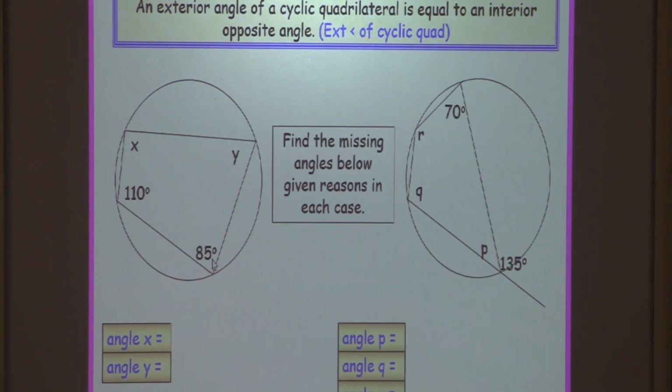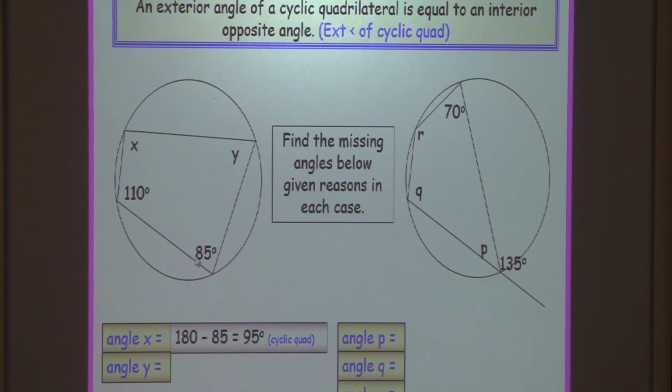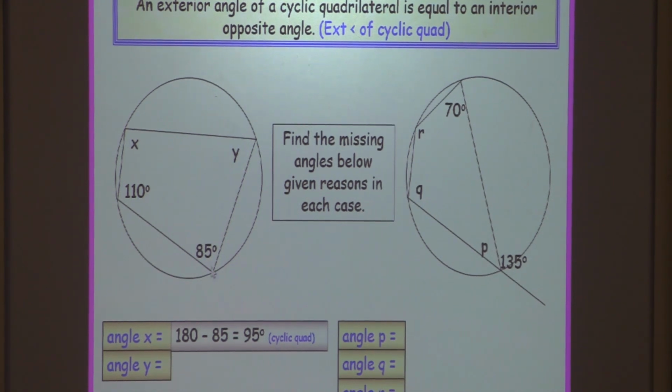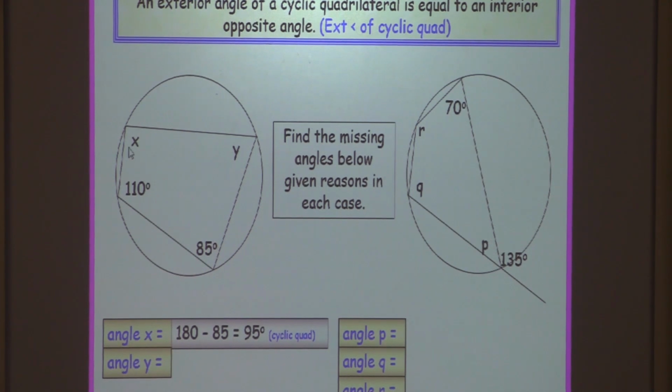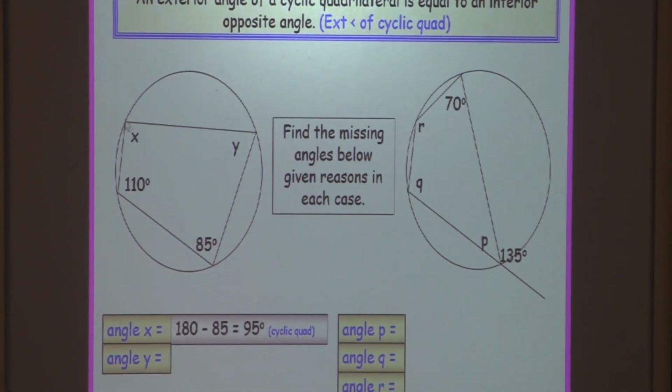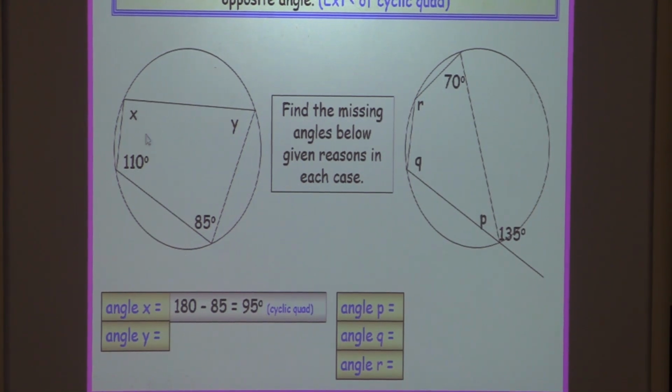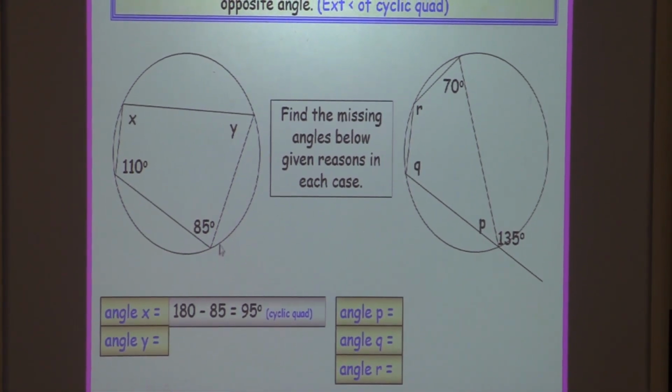So if this is 85, the value of x there will be 95, because 85 plus 95 will be equal to 180 degrees. The mistake that we make as young learners, if I see 85 here, I will assume that is also 85. They are not equal. When I add them, I must get 180 degrees. So it's 85 plus 95, that will give me 180 degrees.